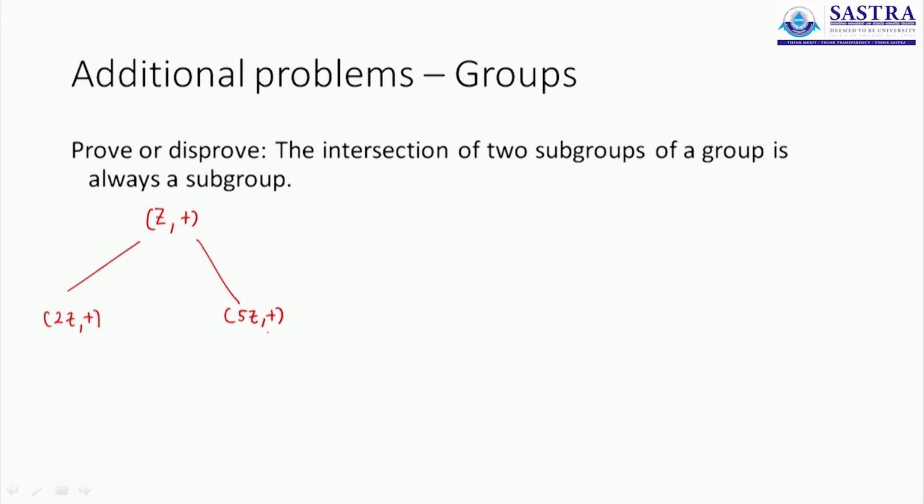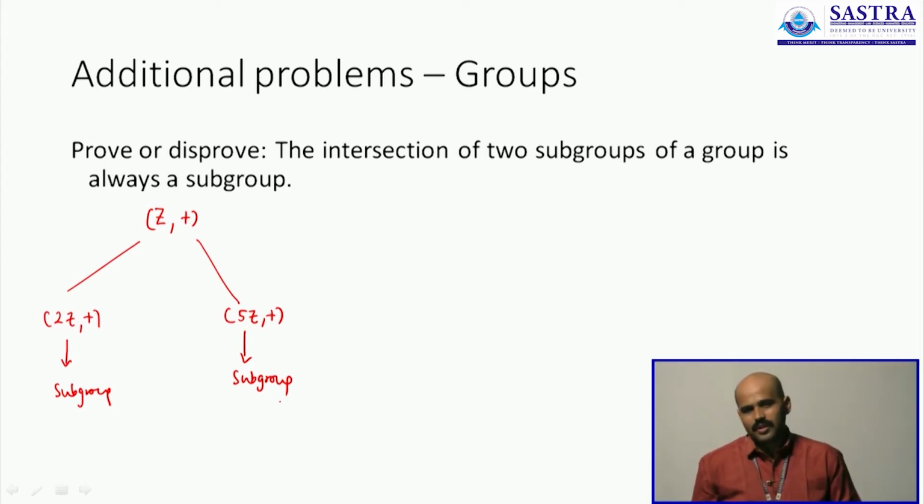We showed in a previous class that both these are subgroups. This is also a subgroup of Z plus. This is also a subgroup of Z plus. So what about the intersection of these two subgroups? Can we also show that the intersection will be a subgroup? If it is a subgroup, we'll try and prove it. If it is not a subgroup, we'll try to reason out why it is not being observed like that.